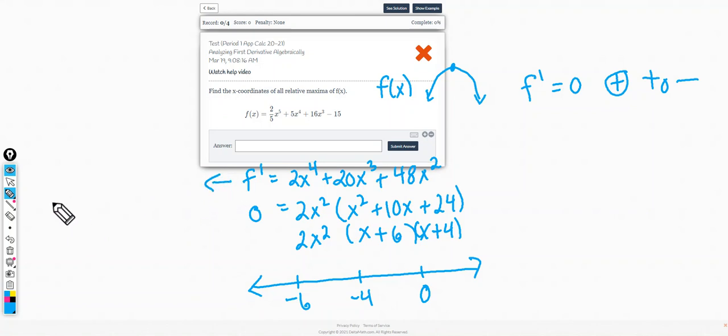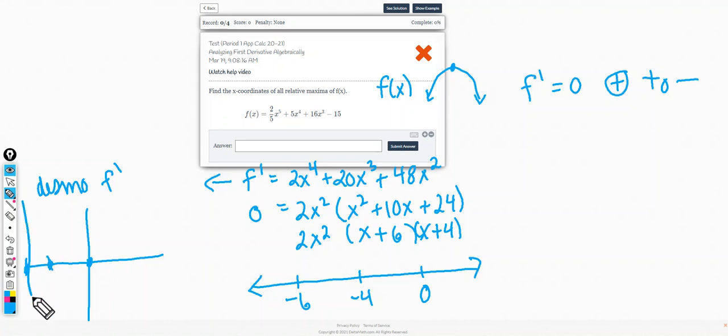And so I'll do this over here. I'm going to go to Desmos, and I'm going to graph f prime. And it's going to look like, okay, so we got a -6, -4, and 0. So it's going to go like this, this, this, and this. Okay, so now let's go figure out, okay, so we got a plus and a plus in these three sections. So the very left, this one, and this one.